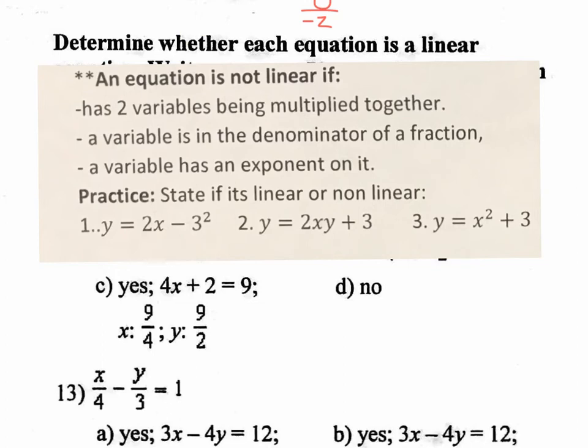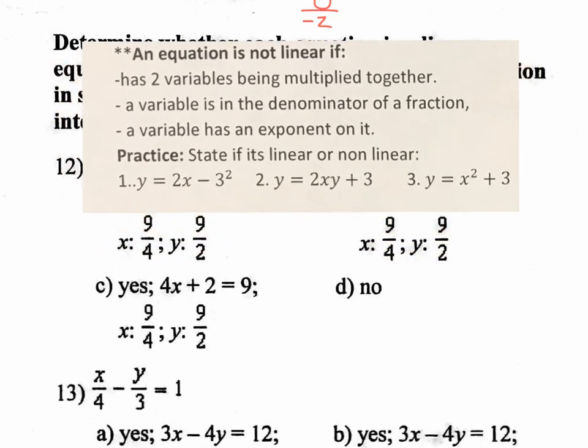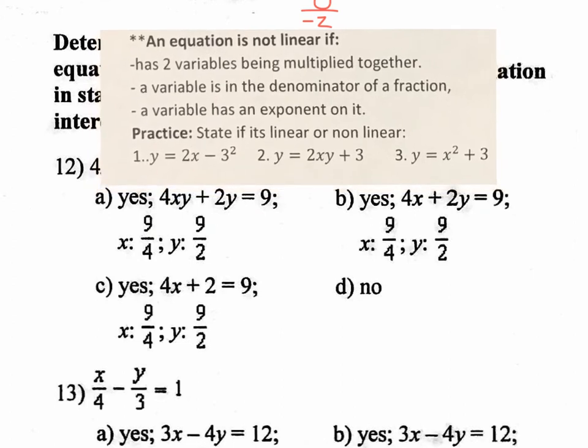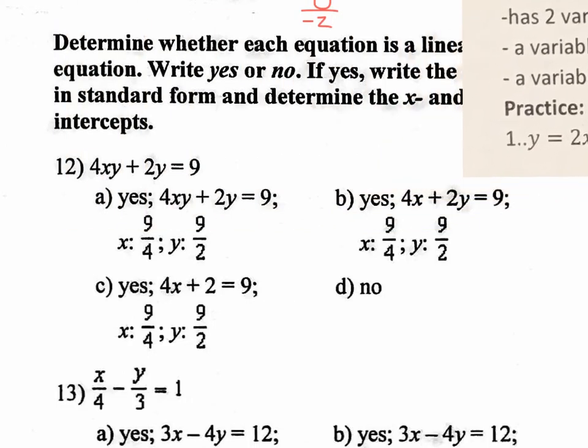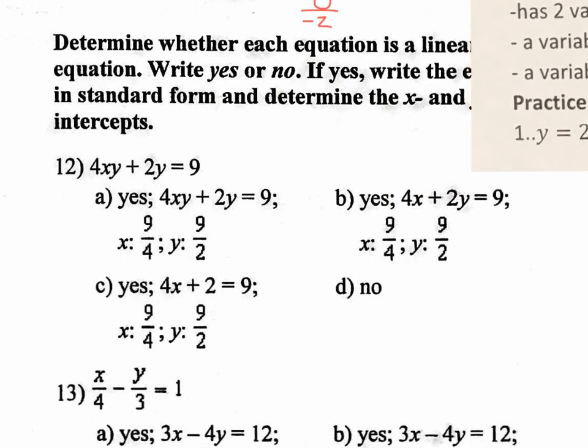So here are the necessary notes to be able to do this. You guys wrote this down in your notebooks. It says an equation is not linear if you have two variables being multiplied together. It's not linear if a variable is in the denominator of a fraction. It's not linear if a variable has an exponent on it. So if we take a look at number 12 right here, it's not linear.